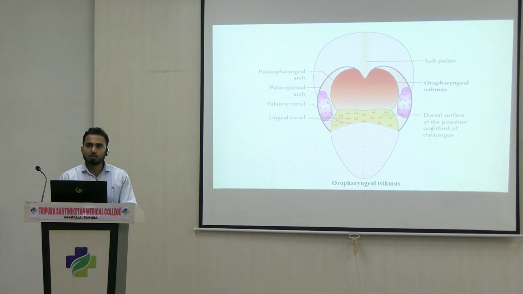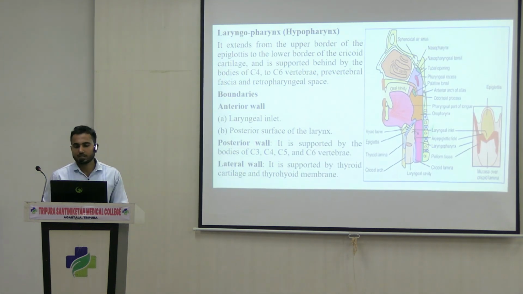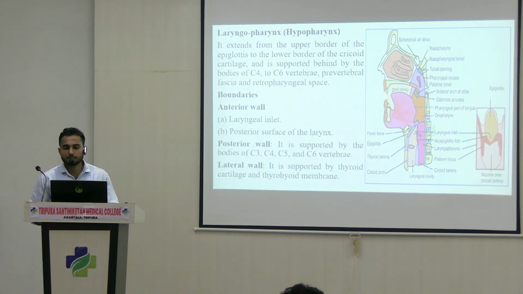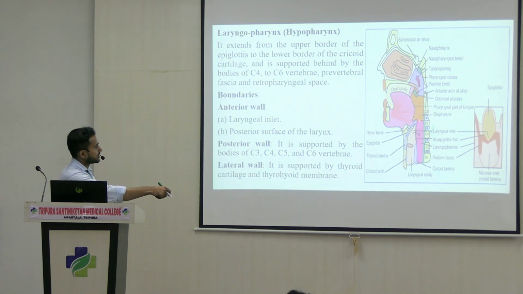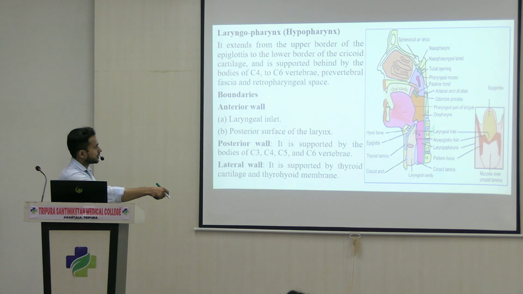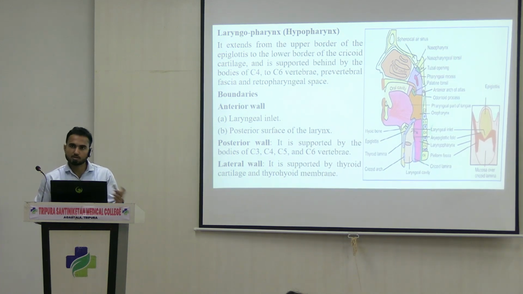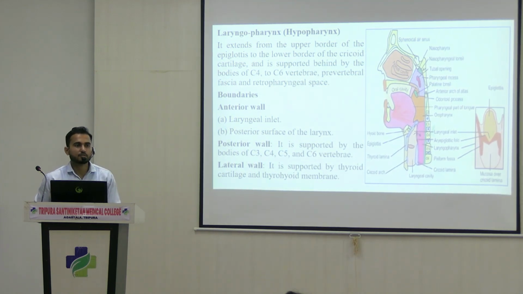Now, after oropharynx, what is the next part? After oropharynx, next is the laryngopharynx. If you see the laryngopharynx, it extends from the upper border of the epiglottis to the lower border of the cricoid cartilage. See, this is the upper border of the epiglottis, to the lower border of the cricoid cartilage. So that is the extent of the laryngopharynx. Laryngopharynx is also called as hypopharynx. Beyond that the pharynx continues as esophagus.